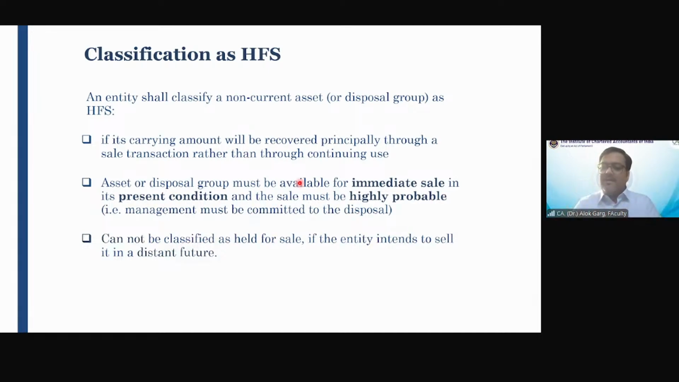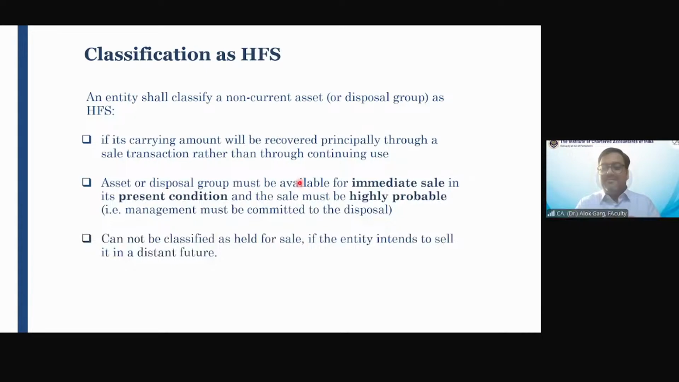Okay. So I got convinced by Anila that, okay, please buy my factory. Please purchase my factory along with the pending orders. Now my question is whether this factory is available for immediate sale in present condition.